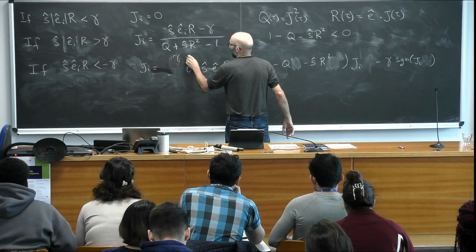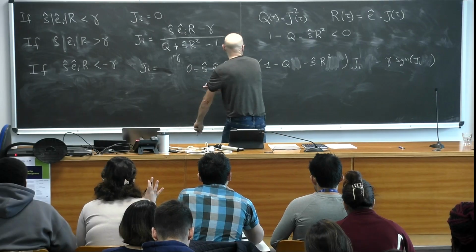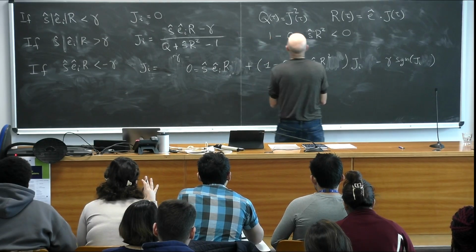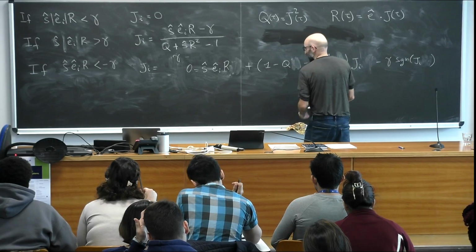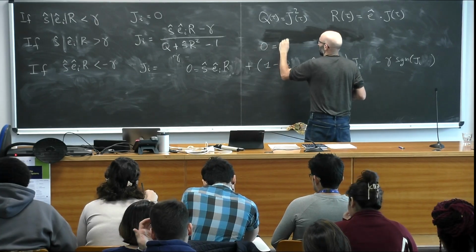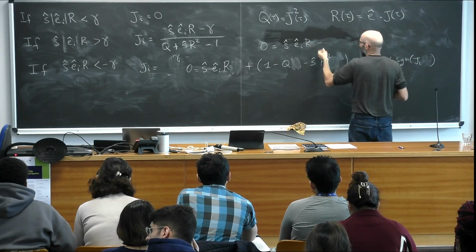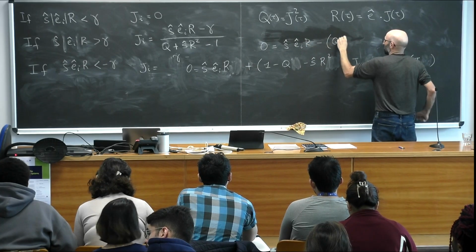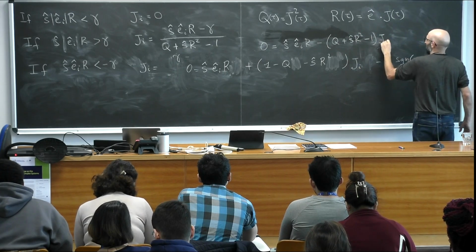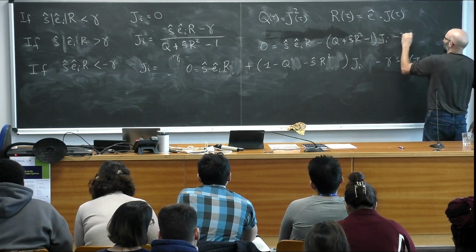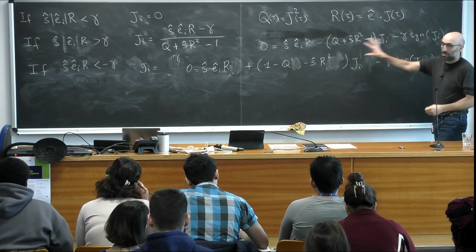And so I get the inverse. I get gamma minus, okay, these things should be done. Let's make some space. This is 0 equal to S hat E_i R minus q plus s hat r squared minus 1 J_i minus gamma times the sign. This is my equation, and this is positive.